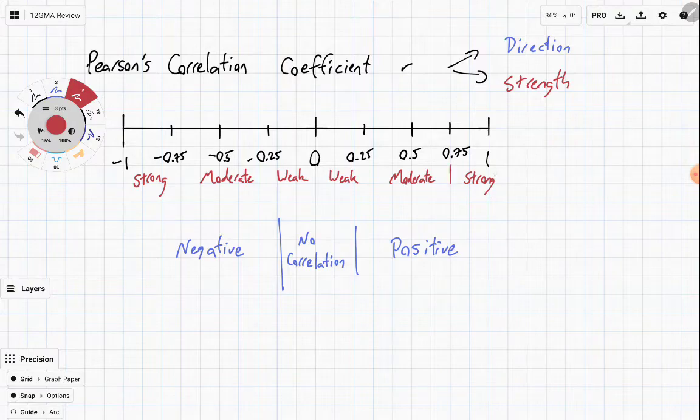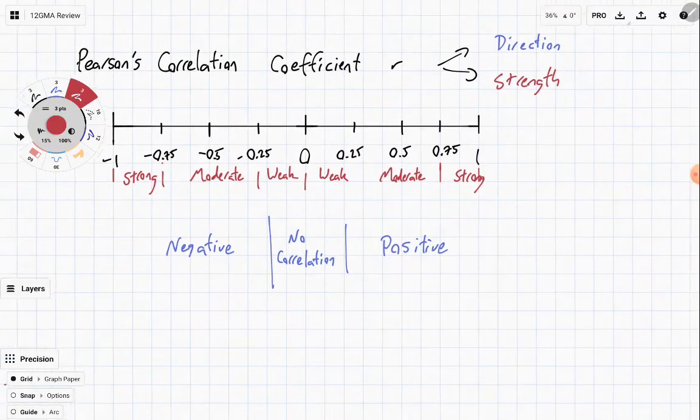The moderate region is between 0.25 and 0.75, and the weak region is between 0 and 0.25. Okay, so these are the different regions we use to determine what the number actually means. How do we calculate it? That's probably a story for another day, but we use our calculator to do so. I will put up a separate video which shows you how to do that.